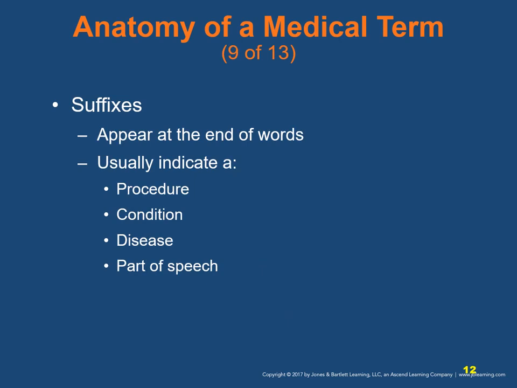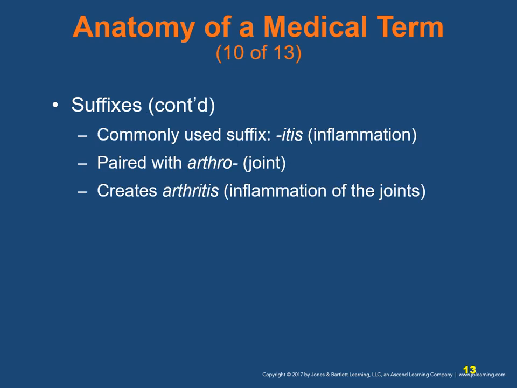Now let's discuss suffixes. Suffixes are placed at the end of words. Suffixes usually indicate a procedure, condition, disease, or part of speech. A commonly used suffix is itis, which means inflammation. When paired with the root arthro, meaning joint, the resulting word is arthritis, which means inflammation of the joints.